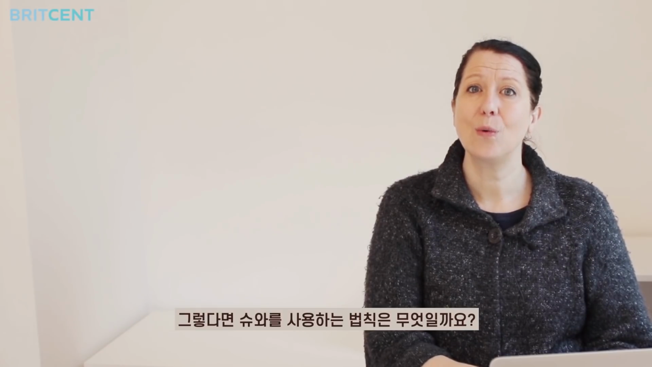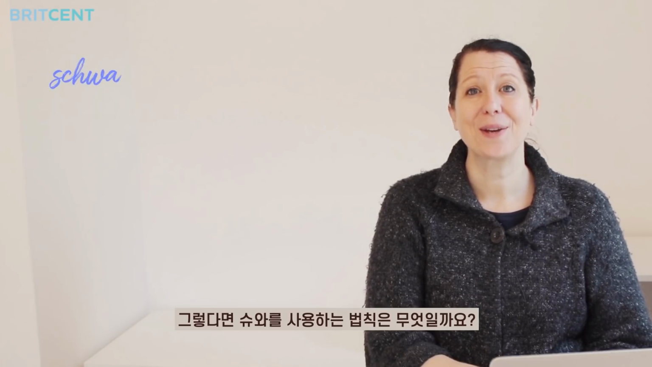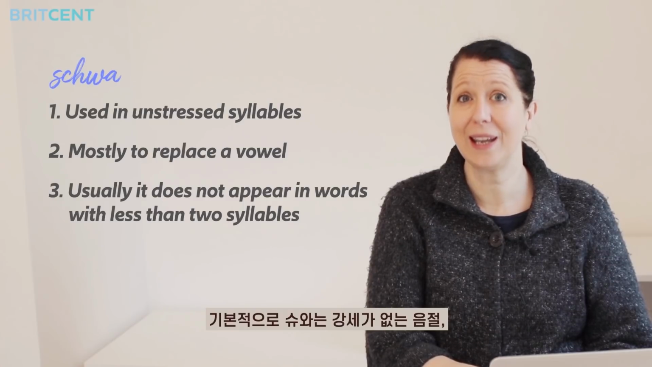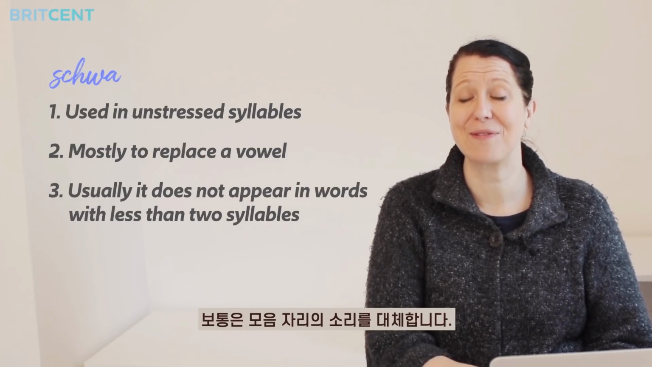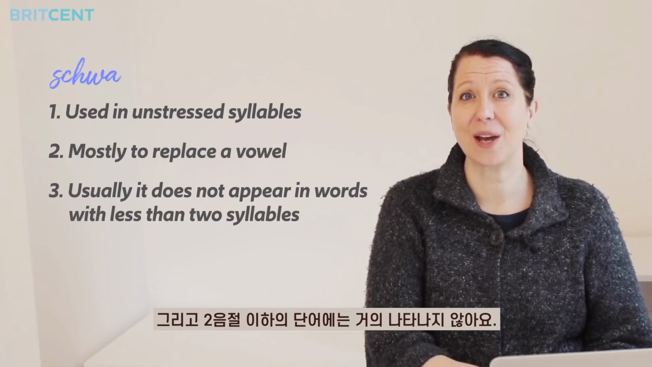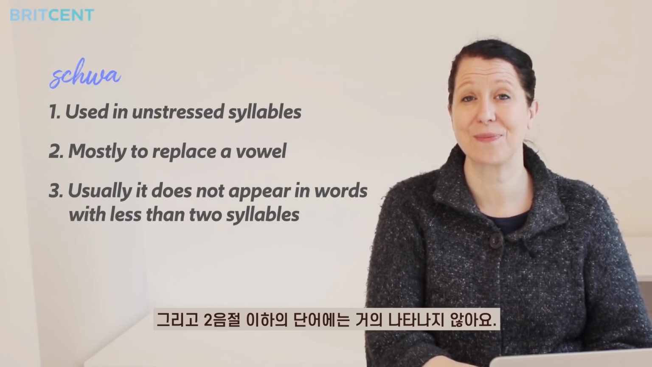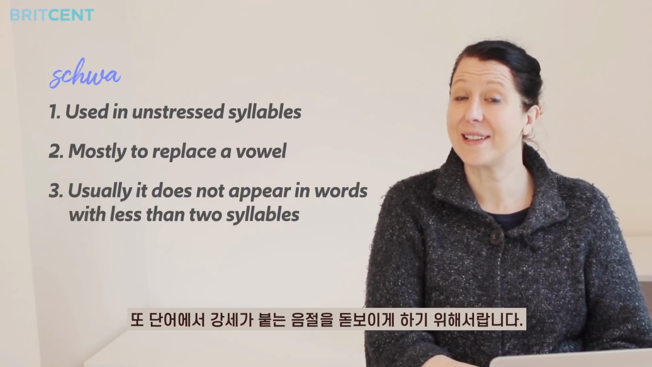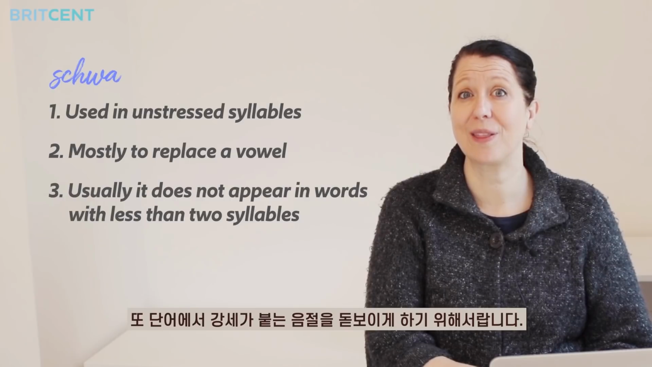So, what are the rules for the schwa? Basically, the schwa is used in unstressed syllables, usually, and usually to replace a vowel sound. Most of the time, it doesn't appear in words with less than two syllables. We use the schwa to make words easier to say and to highlight the stressed syllable in the word.